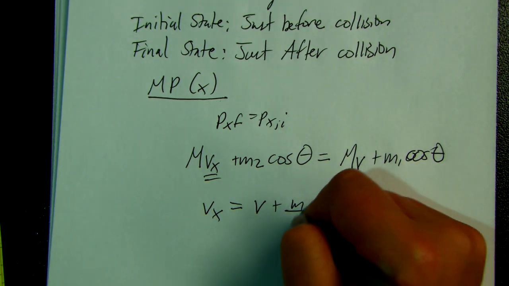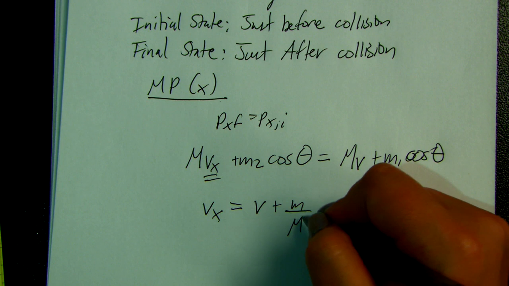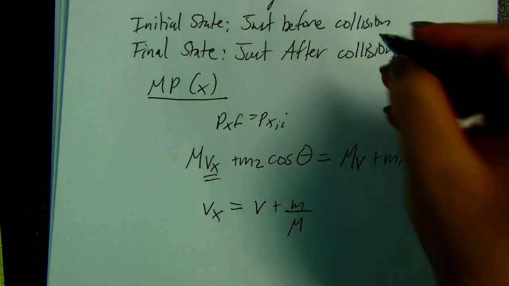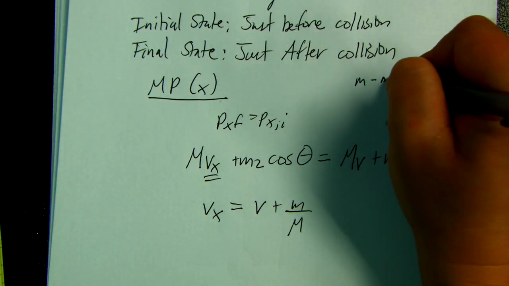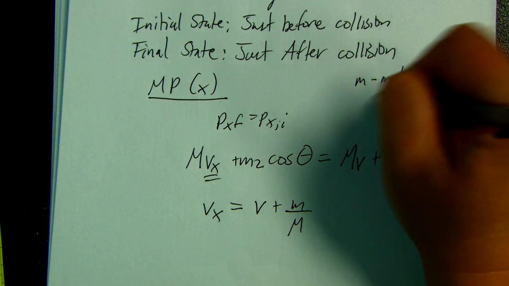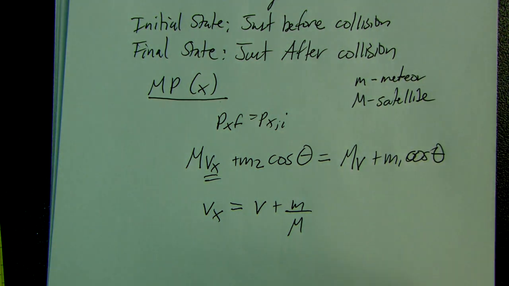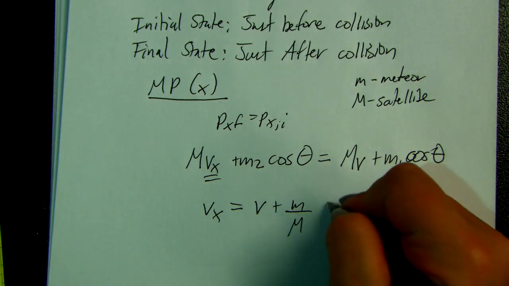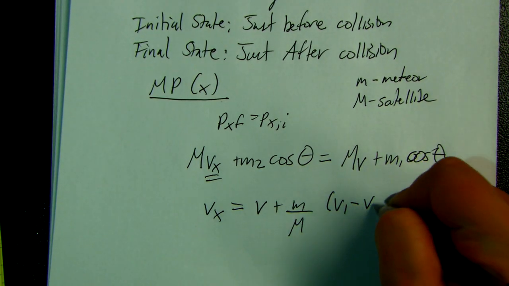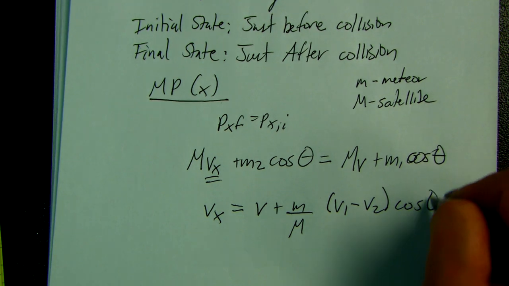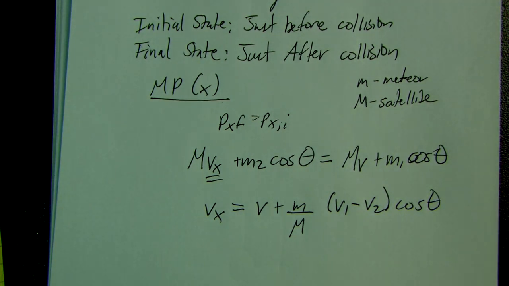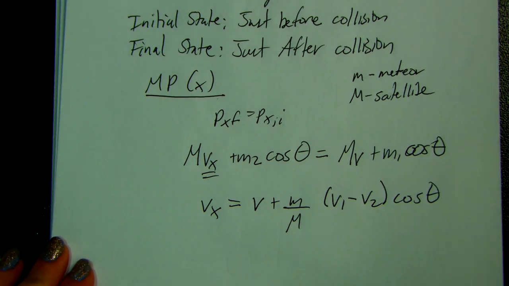plus m over M. So little m is the mass of the meteor, big M is the mass of the satellite. So V1 minus V2 cosine theta. Okay, so X component is done. Let's move on to the Y component.